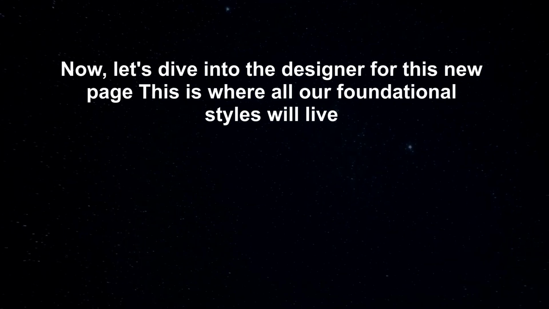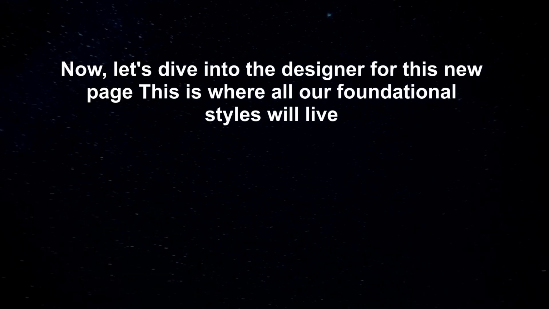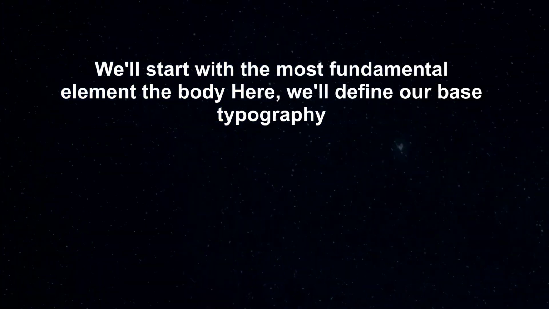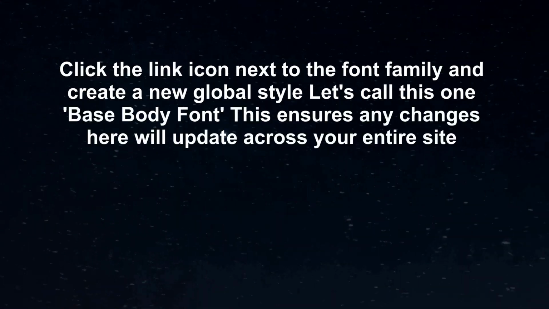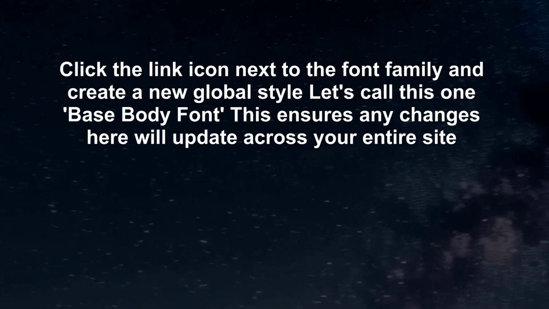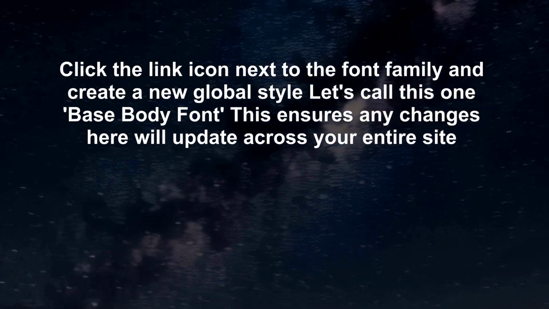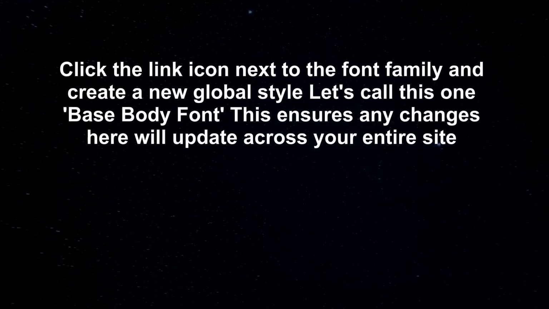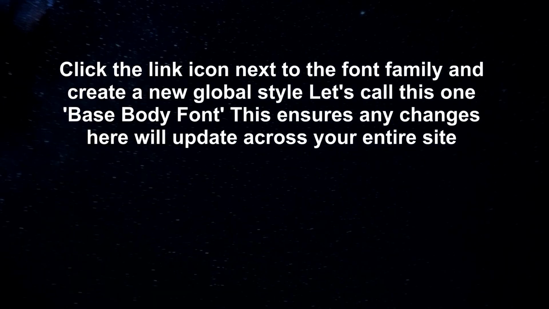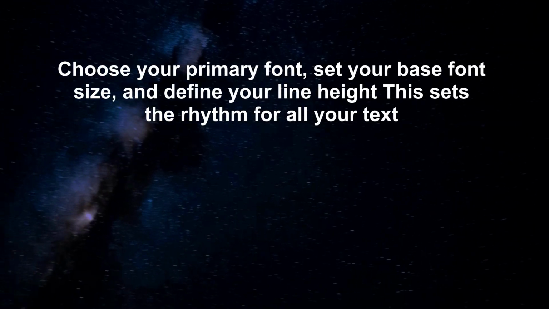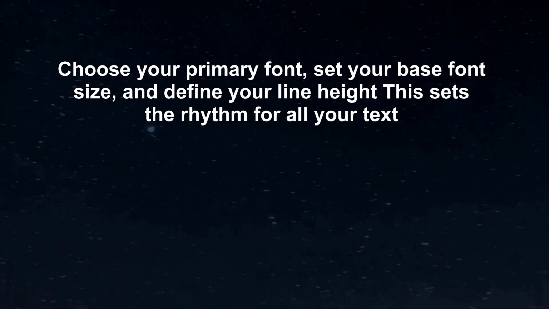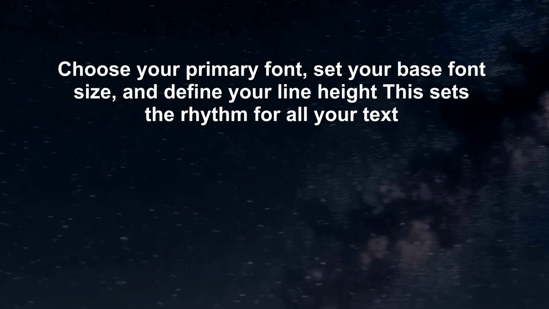This is where all our foundational styles will live. We'll start with the most fundamental element, the body here. We'll define our base typography. Click the link icon next to the font family and create a new global style. Let's call this one base body font. This ensures any changes here will update across your entire site. Choose your primary font, set your base font size, and define your line height. This sets the rhythm for all your text.